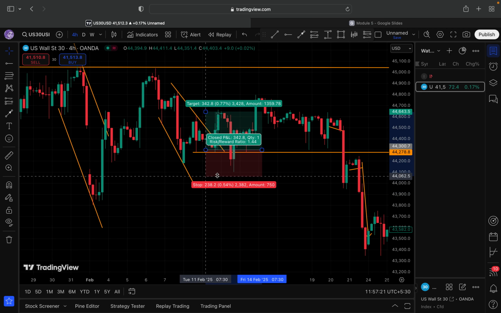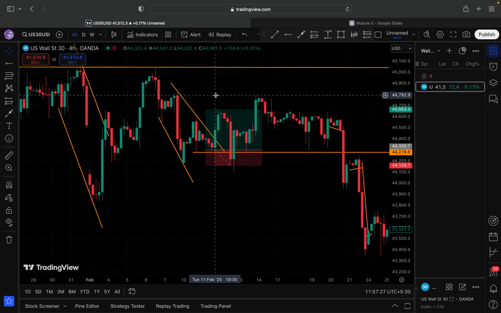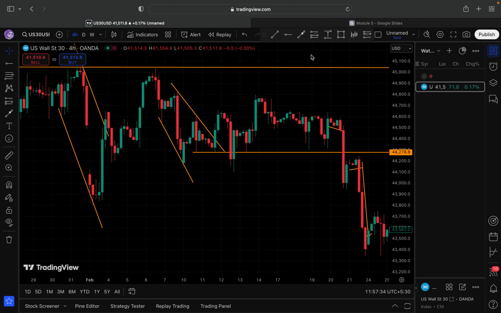This move was quite quick. You took this buy around here, and then this was your take profit. Did you see? One to 2.5. This was a clear clean trade. This was a clear clean reversal pattern that played out in the market.